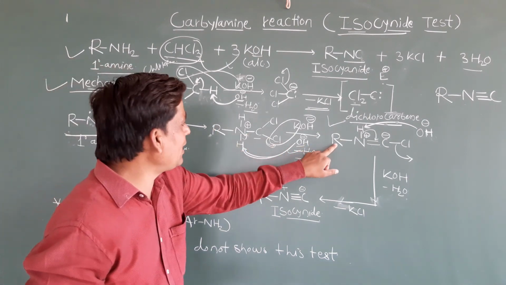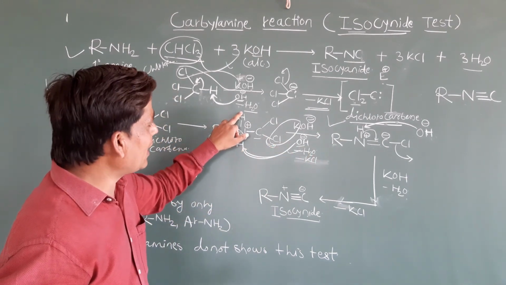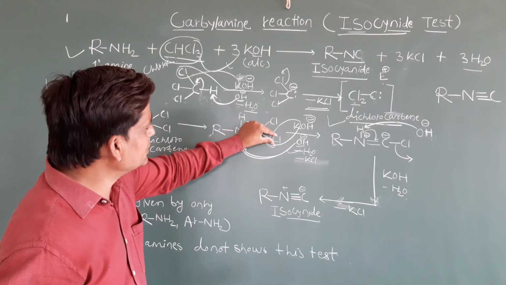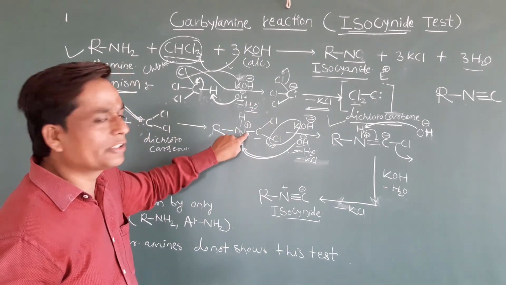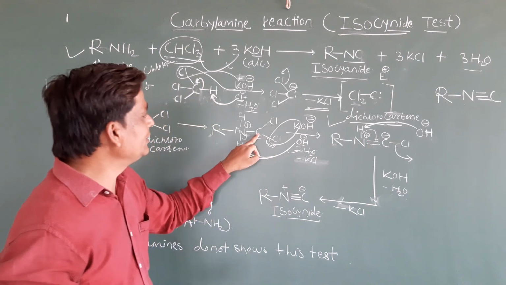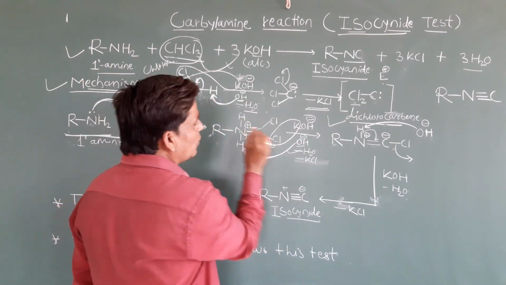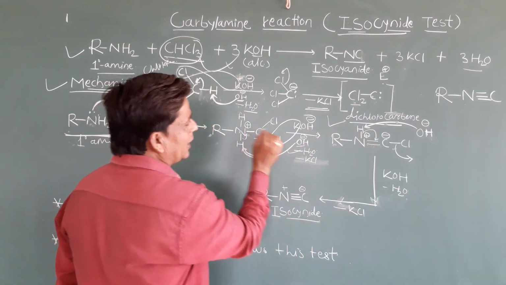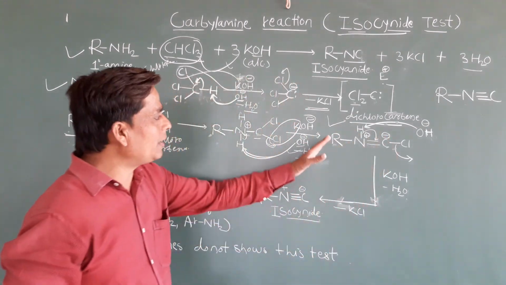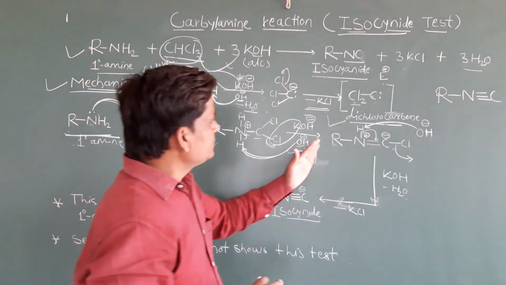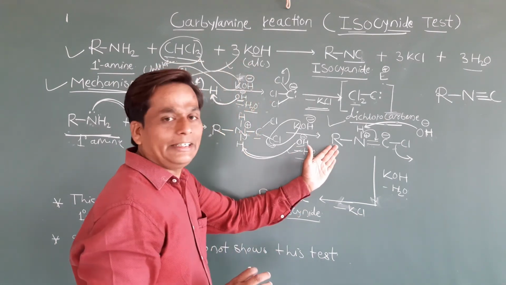Then this R as it is, then NH as it is. Now a double bond will come because this Cl is also removed and the 2 electrons shift. Then this carbon as it is, then this Cl as it is. Now this nitrogen carries the plus charge, and this carbon carries the minus charge. Now is it clear up to this mechanism? Just see how we get these intermediates.